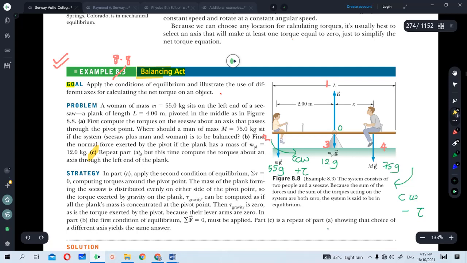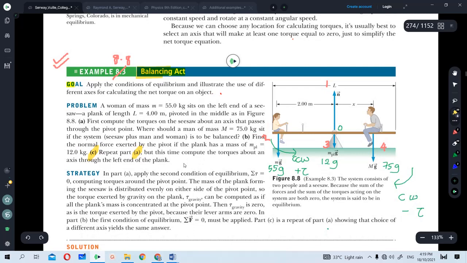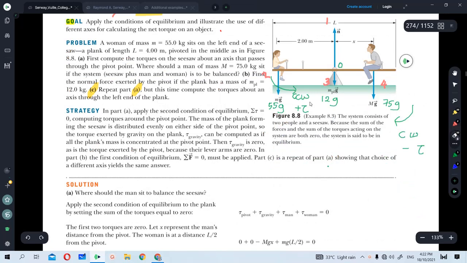Now let's look at C. You are to repeat again the concept of torque, but this time around, you are going to change the axis of rotation, the O value, to another position. In this case, that position is at the left end of the plank. Since it's at the left end, let's rub away this O, the axis of rotation, and change it to be here.